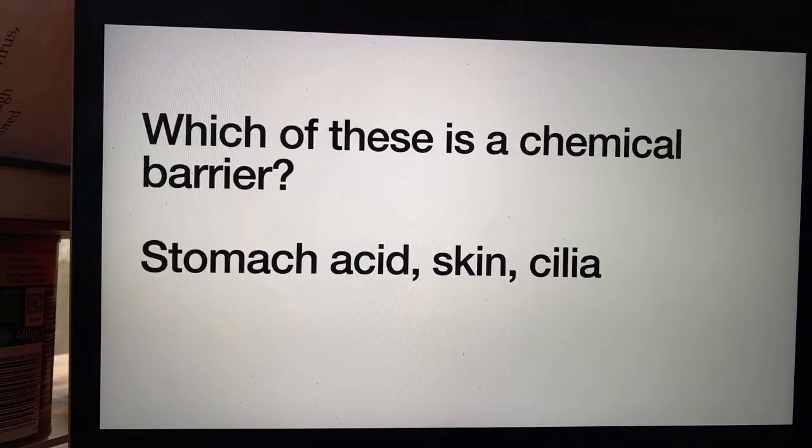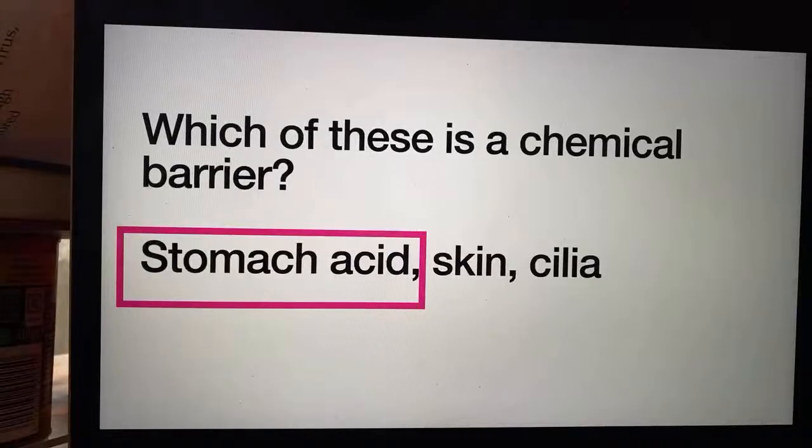And the last question, which of these is a chemical barrier? Stomach acid, skin, or cilia? Actually, you can answer this 2 ways, can you? If you're looking at this question and thinking, yeah, Lara, this isn't a great question, well done, 10 bonus points to you, because I was saying the answer was stomach acid, but I have just said that skin is slightly acidic, so maybe skin is both, I don't know.